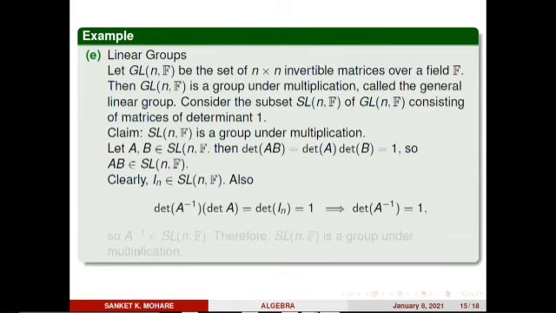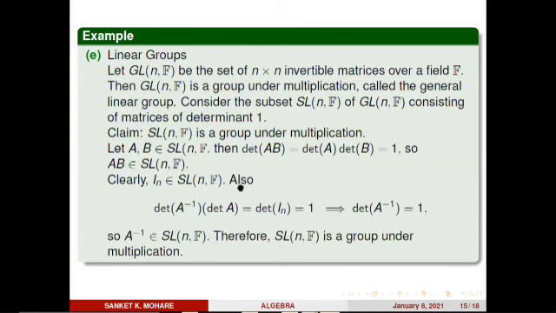Now we claim A inverse belongs to SL(n, F). The determinant of A inverse times the determinant of A equals the determinant of A inverse A, by the properties of determinants. A inverse A is the identity matrix, so this equals the determinant of I_n, which is 1. Since A is a member of SL(n, F), the determinant of A is 1. So the determinant of A inverse times 1 is 1, hence the determinant of A inverse is 1. Hence A inverse also belongs to SL(n, F).